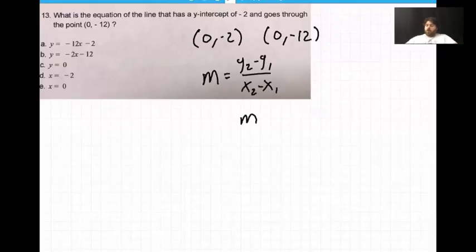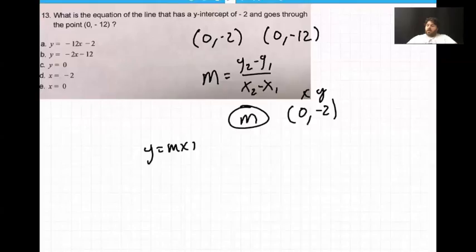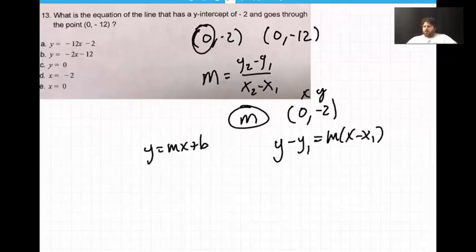Once I know the slope and I have a coordinate like (0, -2), that's an x and a y, I could use y equals mx plus b, find b, and then write the equation. Or I could do y minus y1 equals m times x minus x1, plug in x, y, and m, and then solve for y, and I've got my equation. Easy, easy, easy, okay? But I noticed something very particular about this problem.